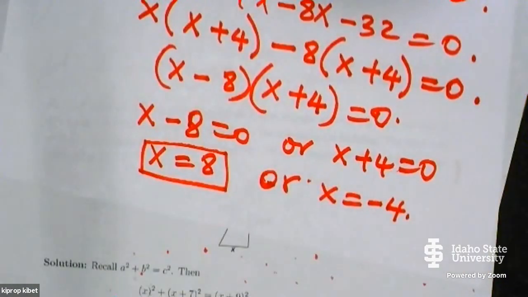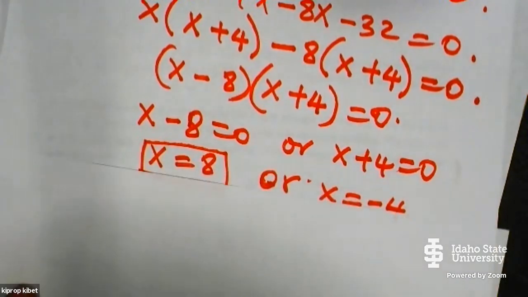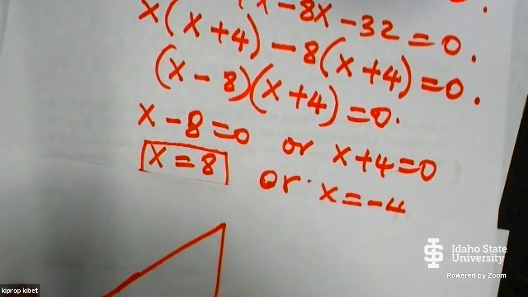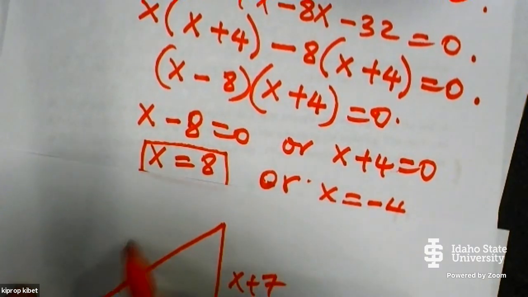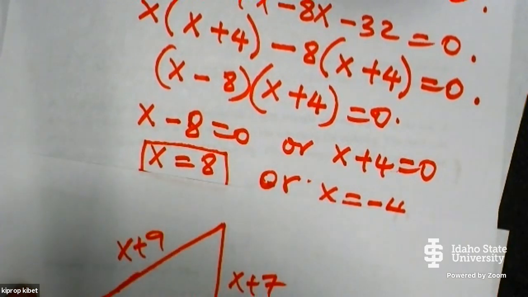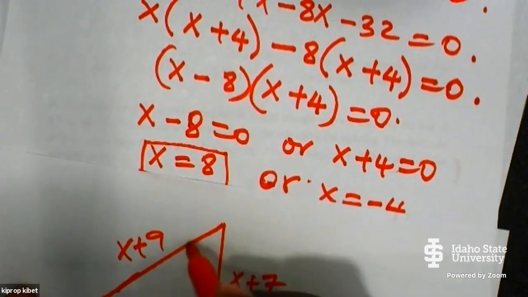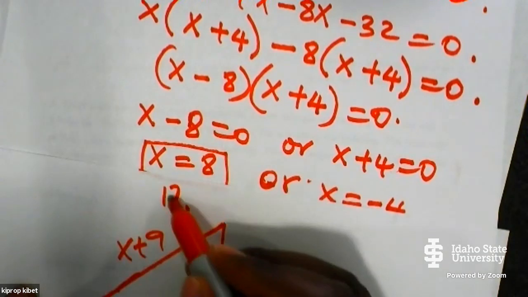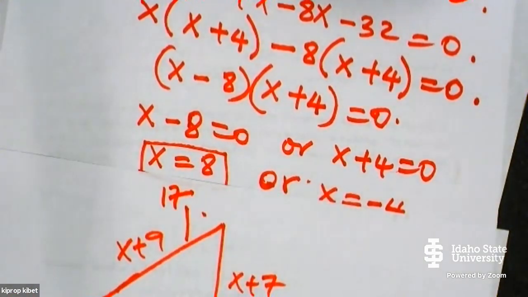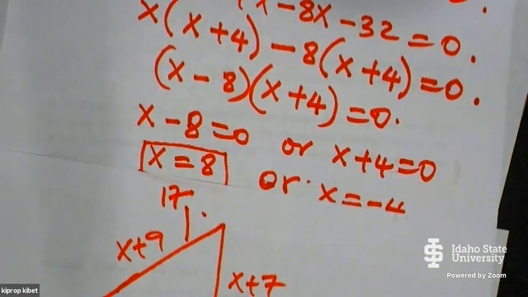So our answer to the question: we had that this was x, this is x plus 7, then this is x plus 9. So we have this one as 8, this one as 15, and this one as 17. So 8, 15, 17. Okay. As long as you follow the steps of solving the equation, then you will be good.